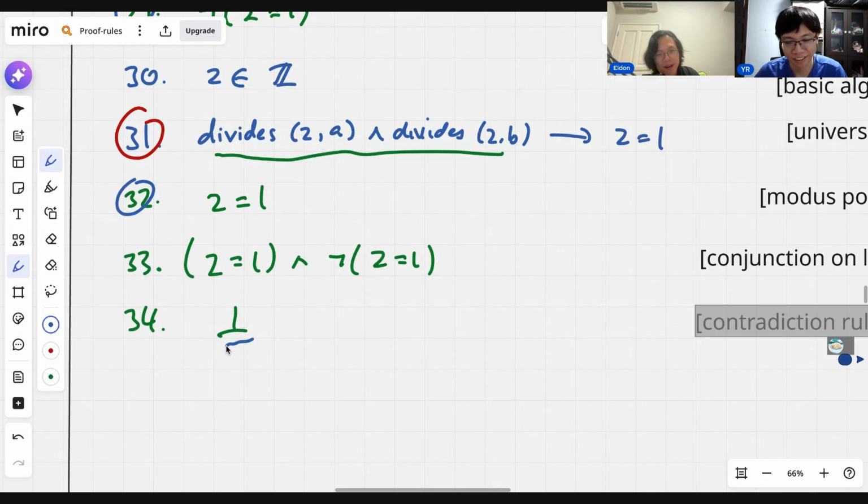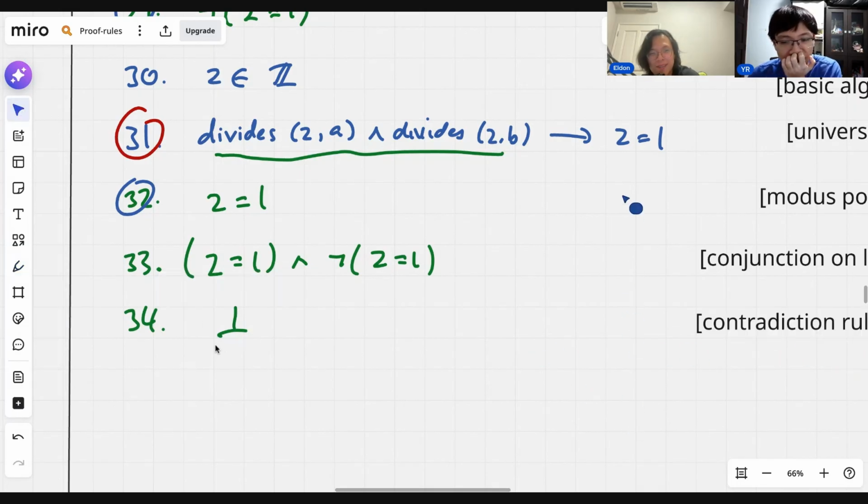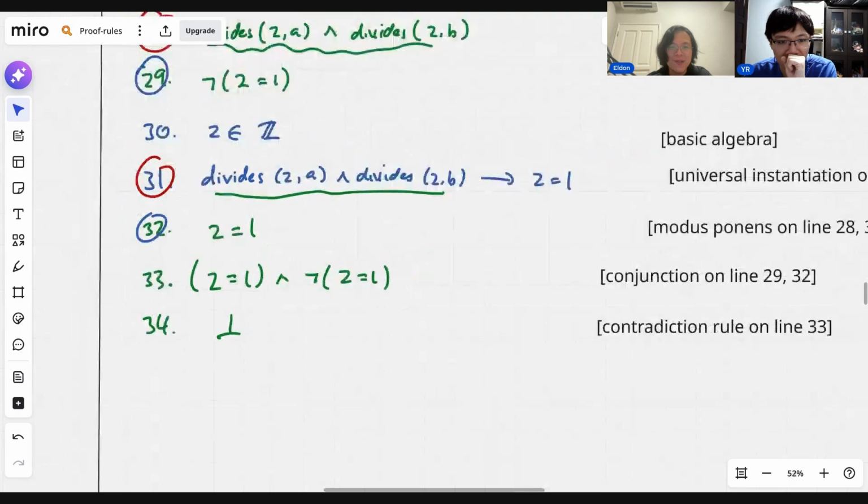So where did we go wrong, right? In other words, contradiction means that we went wrong somewhere. Somehow we proved that 2 is equals to 1, but obviously that's not true, right? So where did we go wrong? Let's scroll back.